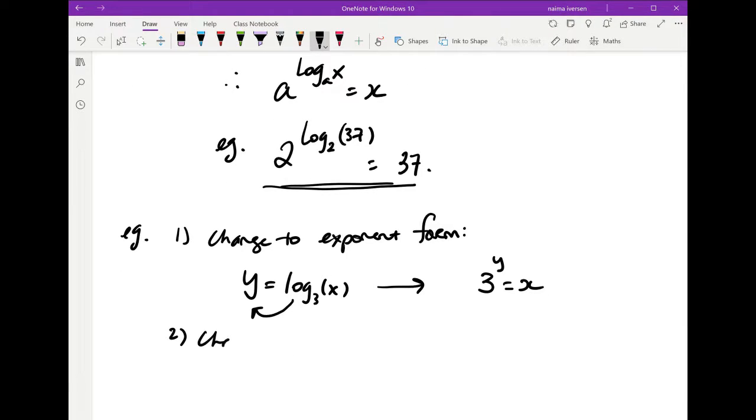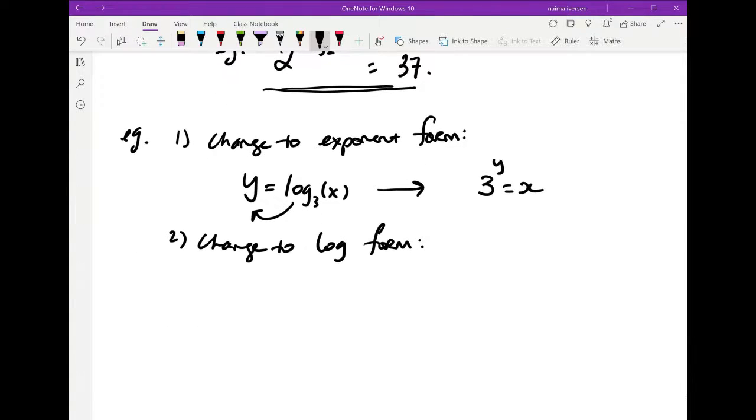We also want to be able to change to log form. Okay, so if I wanted to change to log form, 2 to the 6 is equal to 64. I'm going to change that to log form. So I ask myself, okay, it's a log. What's the base? Well, the base is going to be 2. Logs equal exponents. The exponent is here, and then the leftover number is going to be 64.